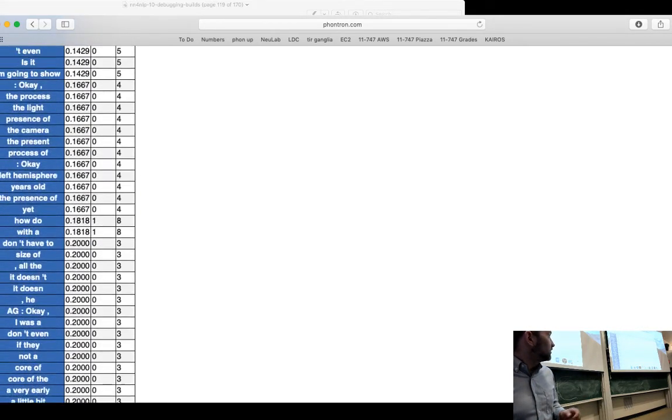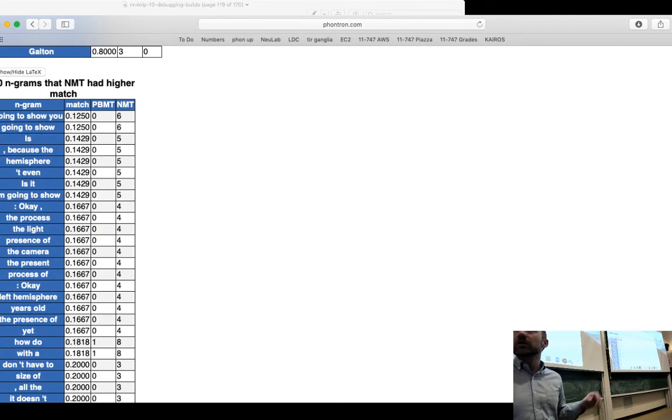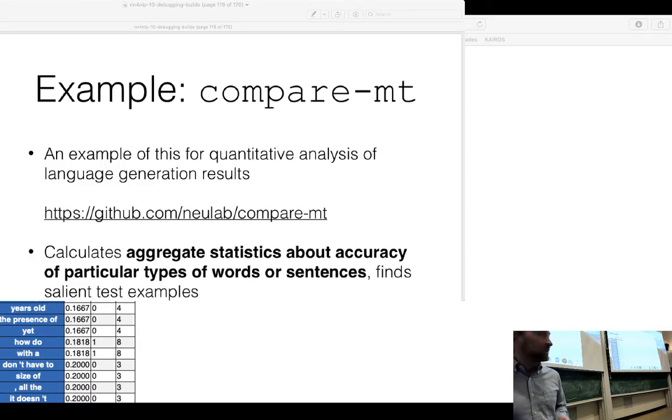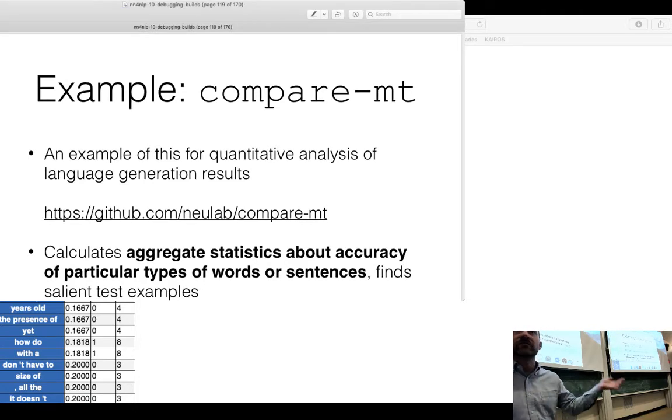So I don't want to go through all of this. You can go back and take a look at examples of what the toolkit can generate. But the important thing that I wanted to point out here is that these sort of aggregate, fine-grained statistics calculated over the whole corpus are things that you can calculate for basically any task that you might be interested in, even if it's not language generation.